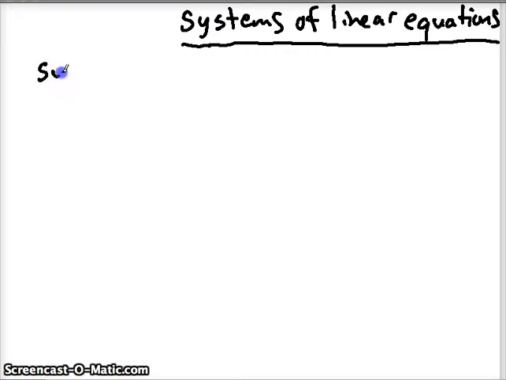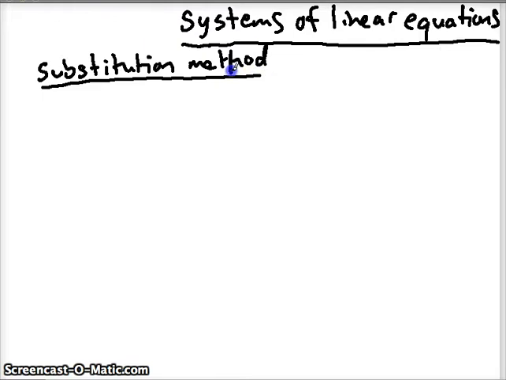The first one we're going to talk about is called the substitution method. And just right off the bat, this method is best if one of our coefficients is 1. So this is what an equation might look like if you were to think that using the substitution method was the best method to use.